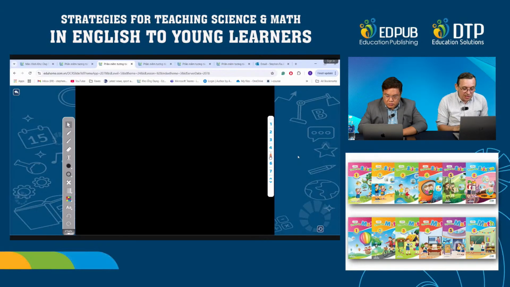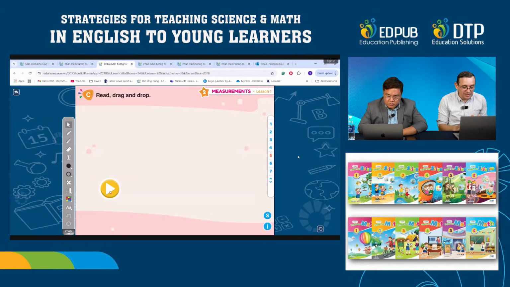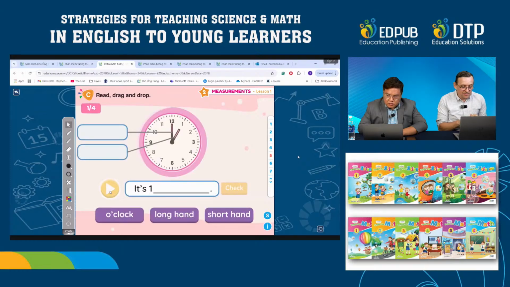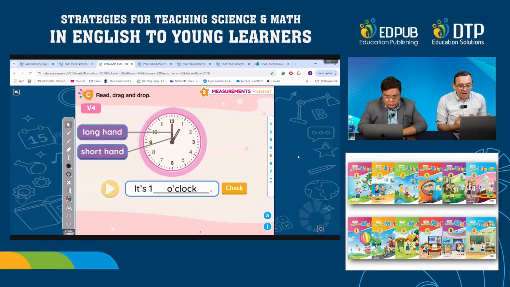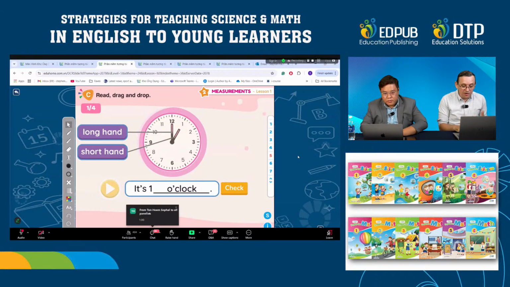And now we start to practice. So this is more like a vocab review, but we've also got the structure there. So we want to drag and drop. So when we're explaining the concept to the students, when the shorthand is at 1 and the longhand is at 12, it's 1 o'clock. So we've got this practice activity.